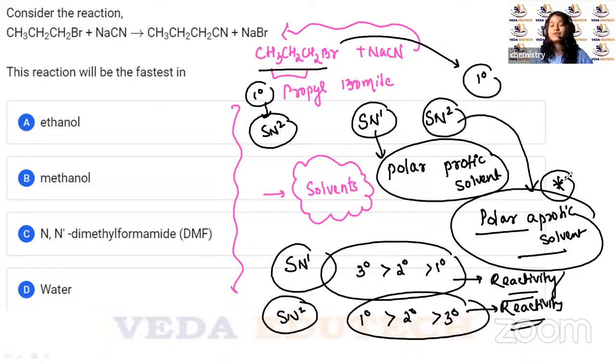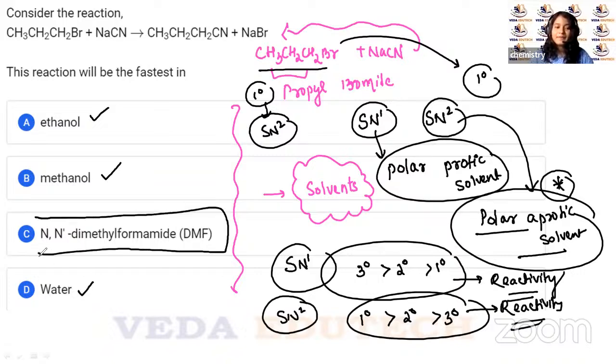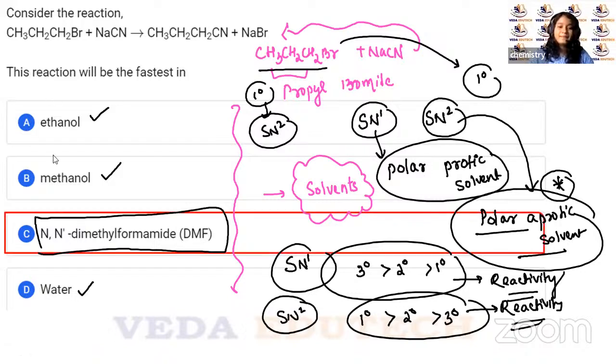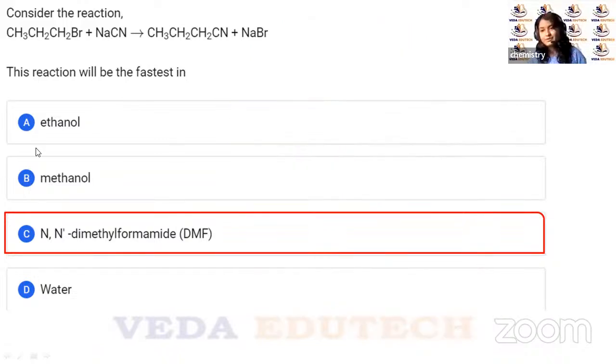So in which of the following do you see a polar aprotic solvent? We see that this is polar protic, this is polar protic, and this is also polar protic. Only this one, children. N,N-dimethylformamide, which is DMF, that is your polar aprotic solvent. So your answer is going to be option C. Did everyone understand? Yes, I hope everyone would have understood. Okay, with this, we'll move on to the next question.